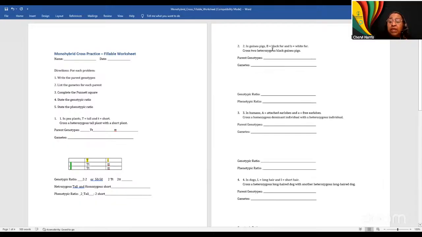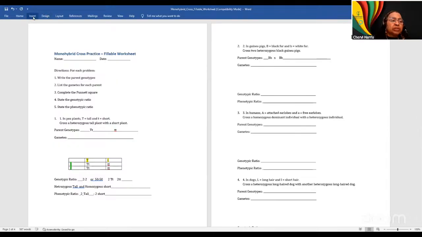Okay, heterozygous black. That tells me that they have genes that are not the same. Sometimes we represent a cross like that, and 2 heterozygous parents look like that. The letters are not the same, which means they have a big B and a little b, both parents. All right, the gametes. And again, we're going to just identify our gametes.